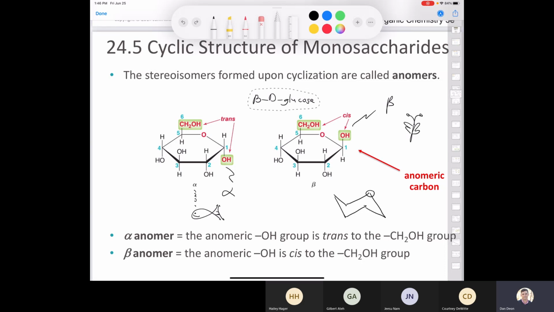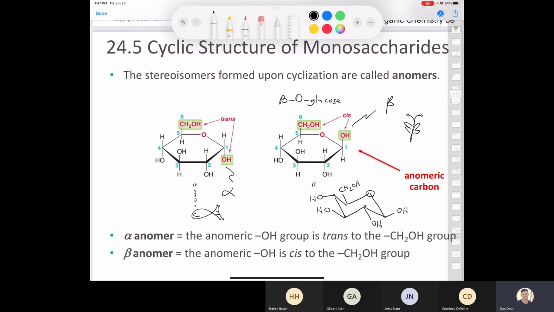The interesting thing about beta D-glucose is this. If I draw the chair this way, let's take a look. The hydroxyl on the anomeric carbon is pointing up, so it would be up and equatorial. The hydroxyl on carbon 2 is pointing down, so it would be down and equatorial. The hydroxyl on carbon 3 is pointing up, so it would be up and equatorial. The hydroxyl on carbon 4 is pointing down, so it would be down and equatorial. Then you have the CH2OH group pointing up, so it would be up and equatorial.